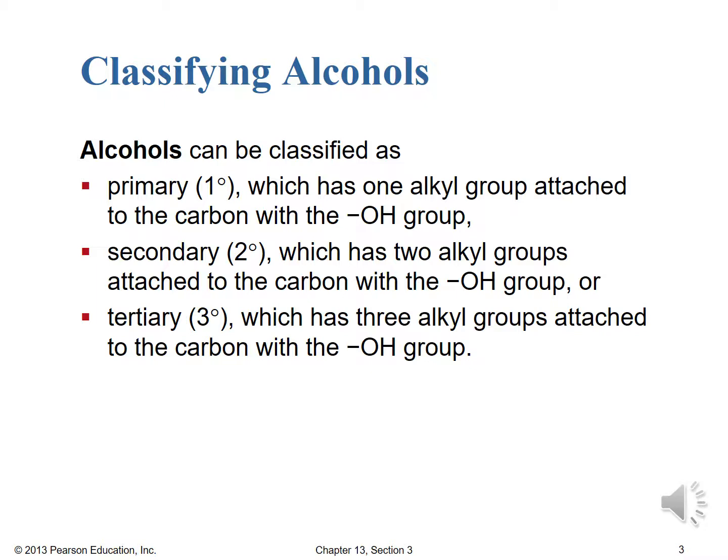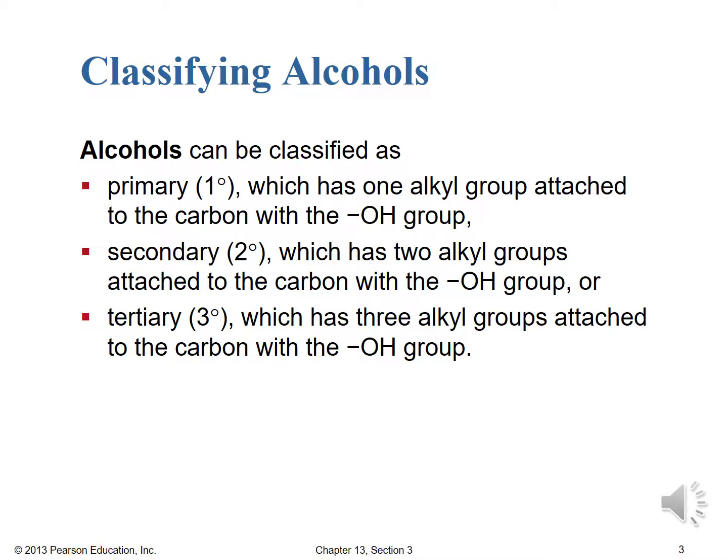Okay, so classifying alcohols can be an important way to predict their physical properties. Alcohols can be classified as primary, which we denote as 1°. It looks like the degree symbol after the Arabic number 1. A primary alcohol has one alkyl group attached to the carbon with the OH group. So a lot of those 1-ols, so 1-propanol or 1-pentanol, these would be examples of primary alcohols. Secondary alcohols, 2°, have 2 alkyl groups attached to the carbon with the OH group.